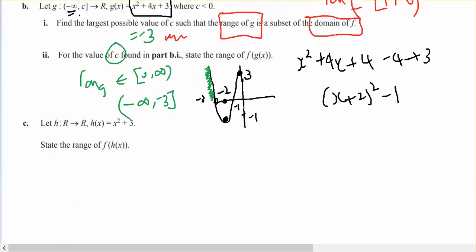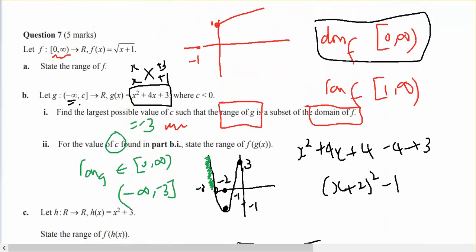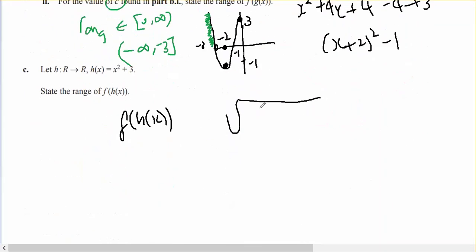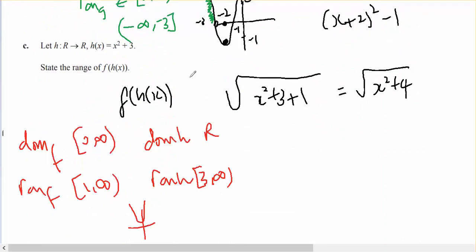If I start looking at part C, I want f of h of x, and if I put h inside of f, I've got the square root of x, which will be x squared plus 3 plus 1, 4. That's what f of h of x is by putting h inside of the f function.